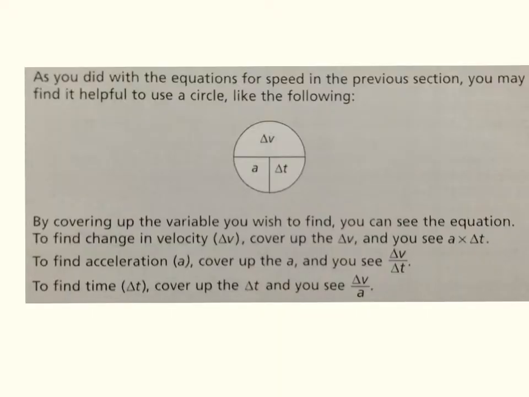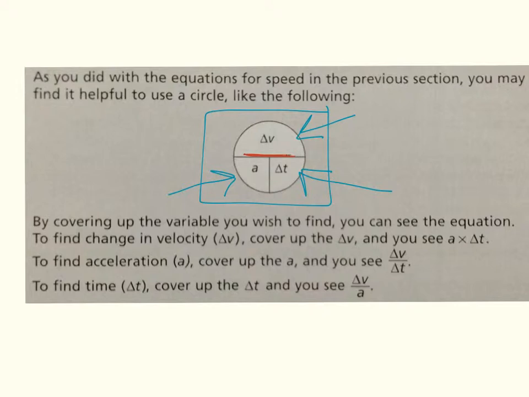Another way of solving the problems or manipulating the equations is using the circle method. We've seen this before with the velocity and speed and distance and time. Now we are substituting in for the acceleration variables. So we have acceleration in this quadrant and change in time in that quadrant, and then we have the change in velocity in the top half of the circle. In order to use this, remember mathematically, if one thing is above another, you divide. If things are side by side, you multiply.